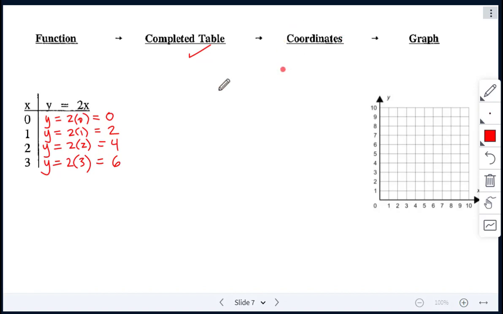Let's write down our coordinates. So when x is 0, y is 0. That's how we get our coordinates, 0, 0. When x is 1, y is 2, 1 and 2. And our next coordinate is when x is 2, our y is 4. And lastly, when x is 3, our y is 6. So those are our coordinates.